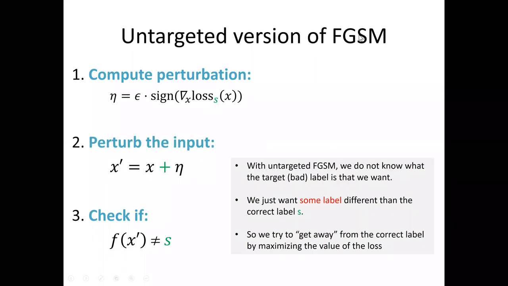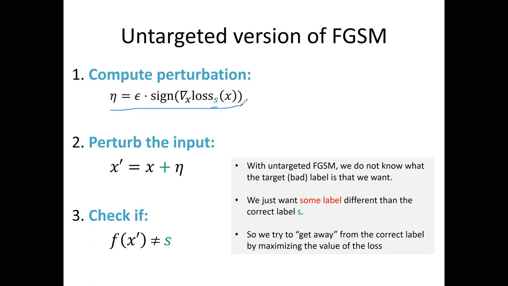Okay, the untargeted version is conceptually similar to the targeted FGSM. The only difference is with respect to what label is the loss. Before it was with respect to this T label, which is the target bad label, but this time we're going to make it with respect to S, which is the good label. So X is correctly classified to S, and our goal, just like before, we compute the perturbation.